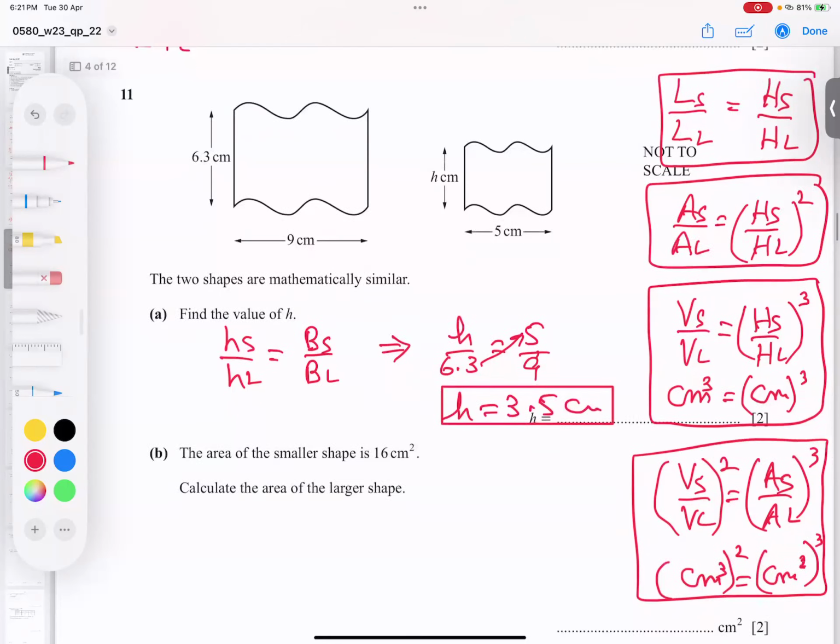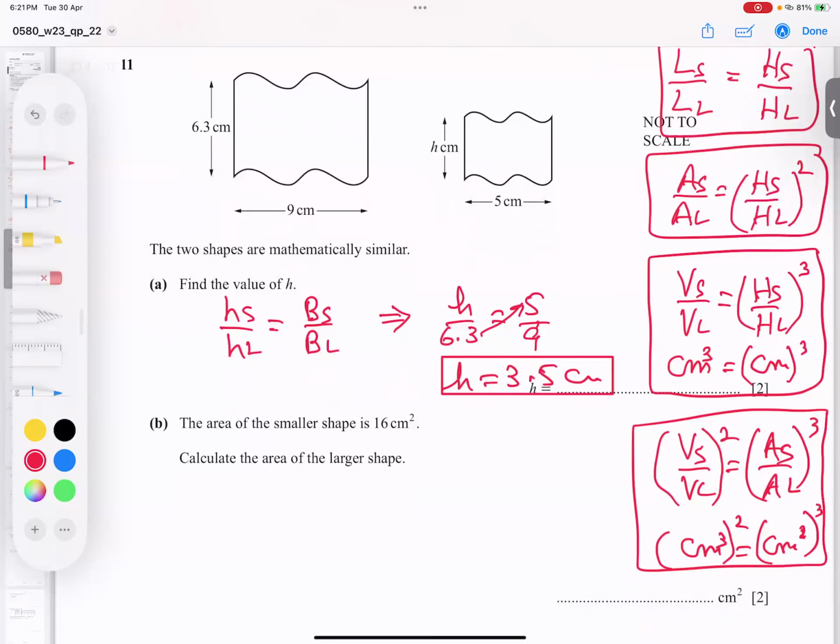centimeters. And B part, he said area. Now listen, student, area. So I will use this area formula. Area of the similar 16, the smaller, is given and we want the larger. So I will flip both sides. I mean, area of the large, keep it up. Area of the small, keep it down. Height of the large, keep it up. Height of the small, keep it down.